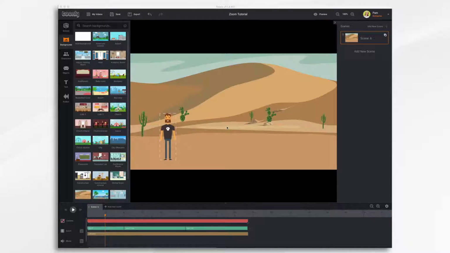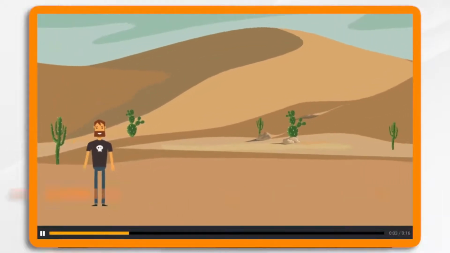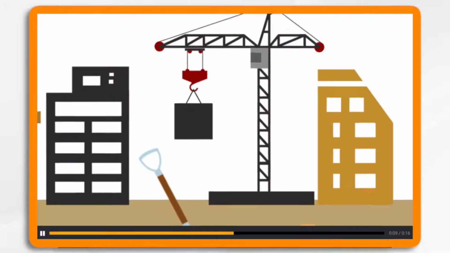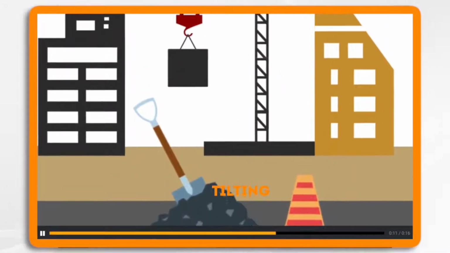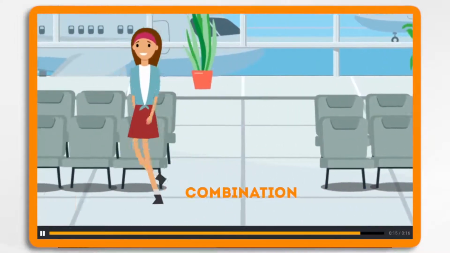In this tutorial, we're going to go over the camera tool in Toonly. Now this tool allows you to add some really nice cinematic effects to your animations, such as zooming in, zooming out, panning left or right, or tilting up and down. You can also do a mix of all of the above if you'd like.